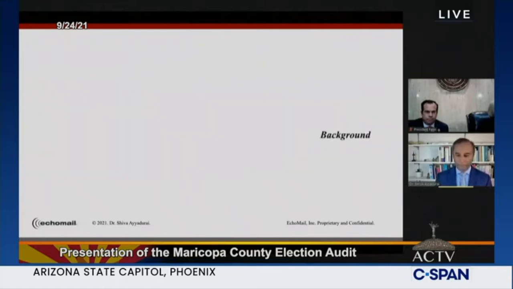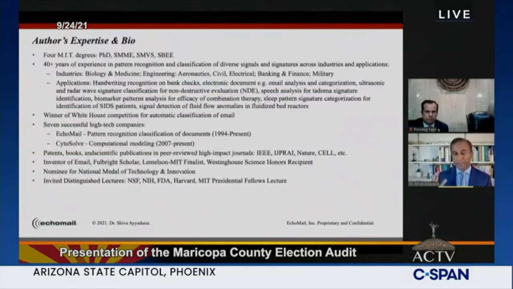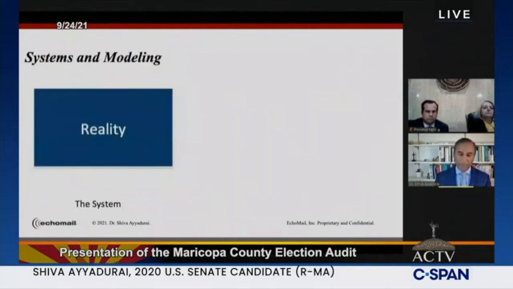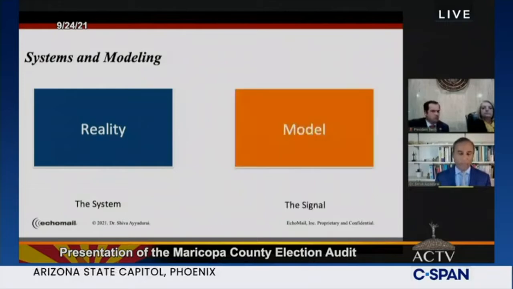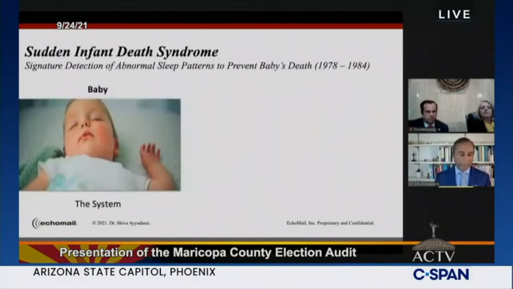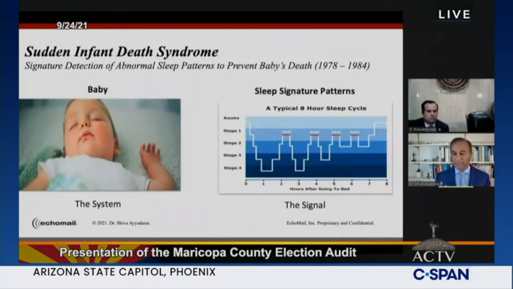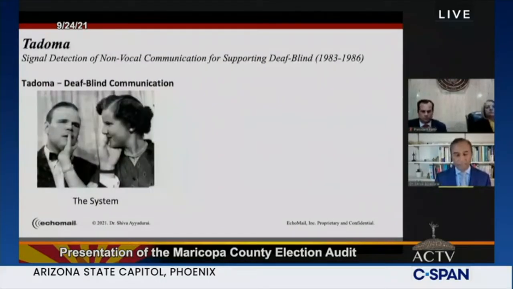So let's begin. A little bit of background, you can read more about it, but I was honored to be selected because my background for more than 40 years has been in the field of pattern recognition and classification, particularly system science, and it goes back a long period of time. But just very briefly, in this field, you look at reality. In this case, we're looking at the election voting, the early voting ballot system, and then you try to model it. That's typically what scientists and engineers do. For example, for many years, I looked at how babies were processing sleep and trying to understand their system by looking at sleep patterns. Same in the area of deaf-blind communications.